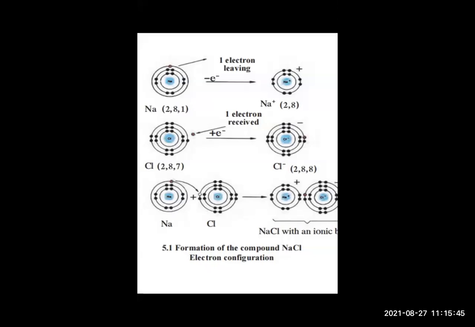So what should it do? Should it accept or give the electron? To become stable, it has to accept the electron. Very good, Rohan. It has to accept the electron from sodium. Sodium is giving the electron and chlorine is accepting that electron. That's why it is written 1 electron received. So now 7 will turn to 8.